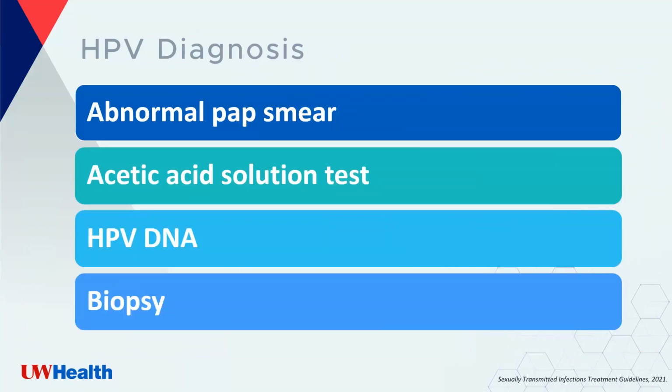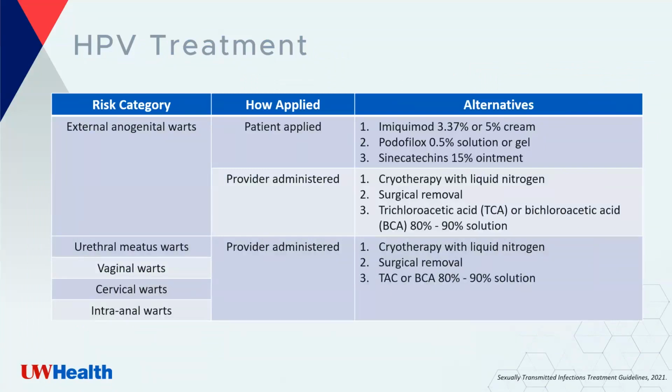There are various ways that HPV can be diagnosed, looking at abnormal pap smears, the acetic acid solution test, in which a vinegar solution is applied to the HPV infection and it turns them white, in addition to HPV DNA testing and biopsy. There are several different treatment options depending on how it's applied. The patient can apply various creams, including imiquimod, podophyllotoxin, and sinecatechins, as well as ointments. In addition, patients could have provider-administered cryotherapy with liquid nitrogen, or surgical removal with either laser, electrosurgery, or shave or scissor excision. There's also TCA acid that can be placed on the lesions as well.